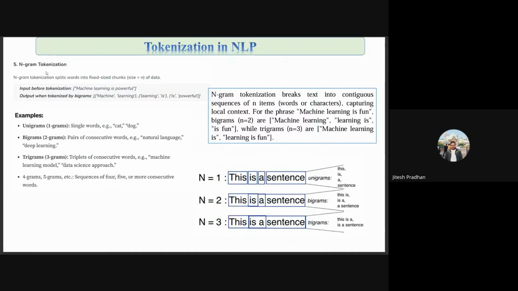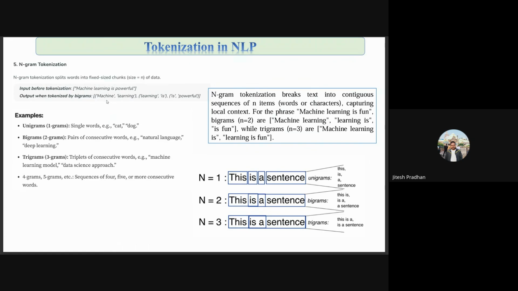Now we have n-gram tokenization, where n is a number. N-gram means the occurrence of that number of items. N-gram tokenization splits the text into fixed size chunks. It can be word level or character level also. If you are using word level tokenization, look at the input: machine learning is powerful. If you are using bigram, the value of n is 2, so it will take 2 words at a time and create a token. Machine learning was the first 2 word pair, then learning is was another pair, then is powerful is another pair.